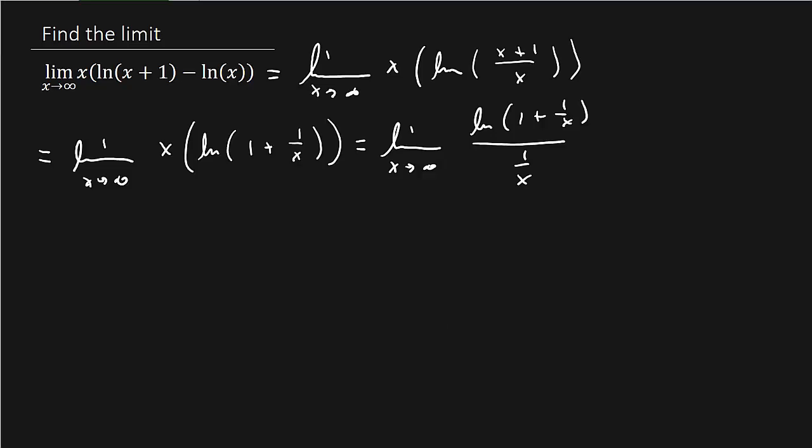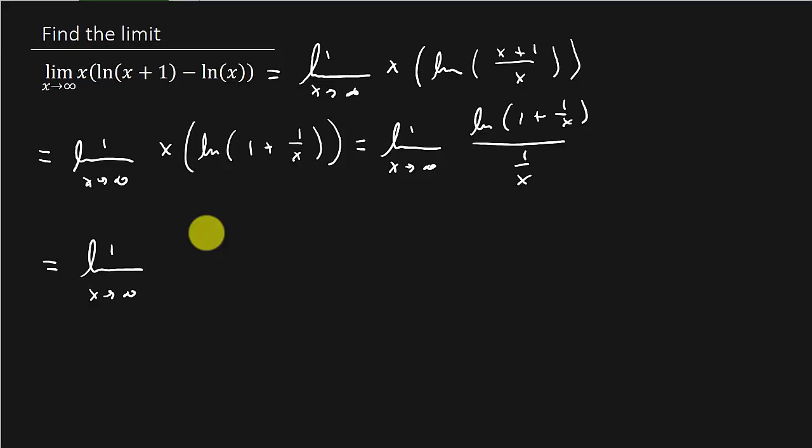Now if we take the limit as x goes to infinity, this up here goes to 0. We've got the natural log of 1, which is 0. Down here, x goes to infinity, so that whole fraction is going to 0. So we've got 0 over 0, and that tells us we can use L'Hopital's rule. So this is going to be the limit as x goes to infinity.